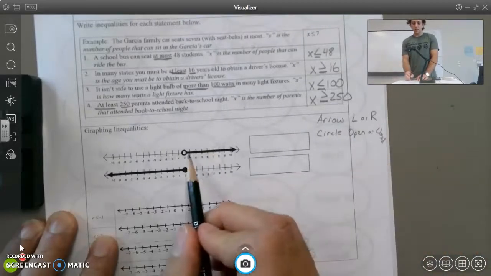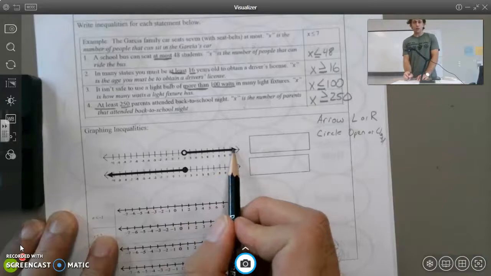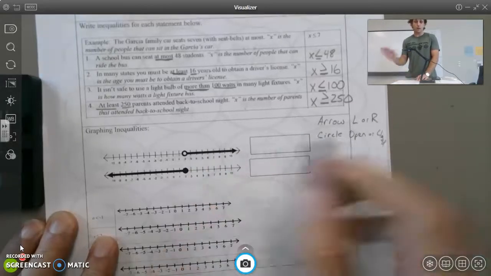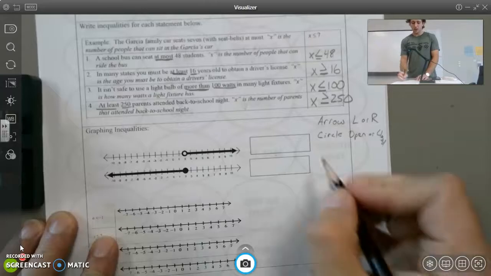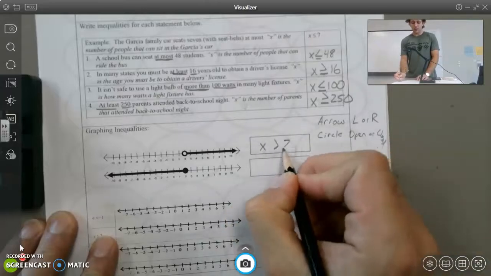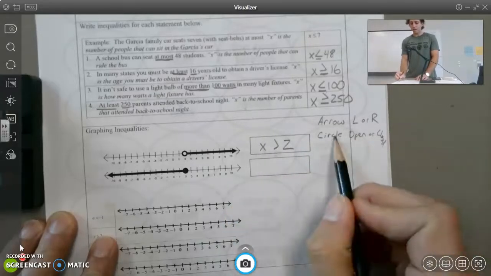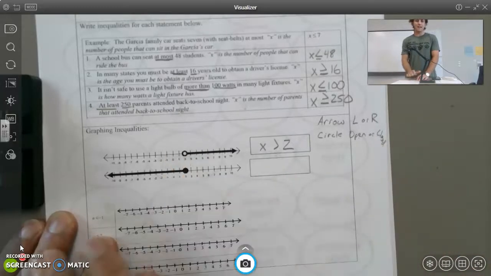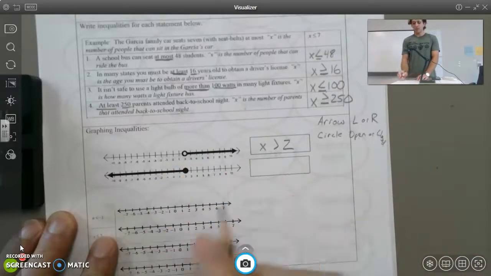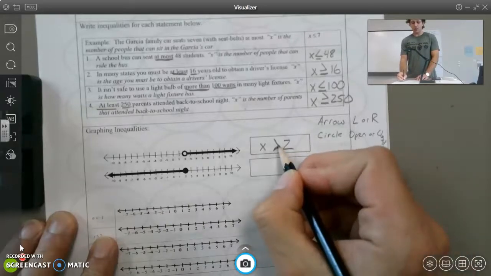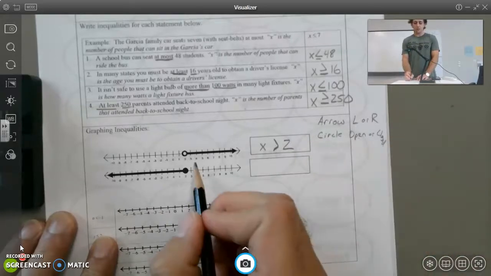In this case, the arrow is going to the right. We know that numbers to the right are greater than, they are getting bigger. So X must be greater than 2. Now, is the circle open or closed? This circle is open, which means it does not include the value of 2. So we would not say or equal to, we would just say it has to be greater than 2. It cannot be 2 because it is not enclosed.